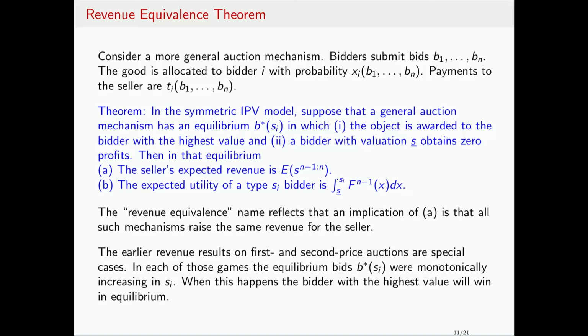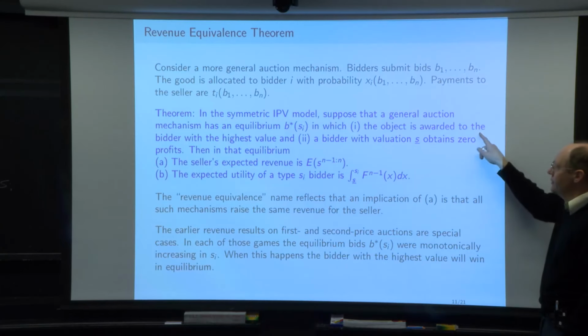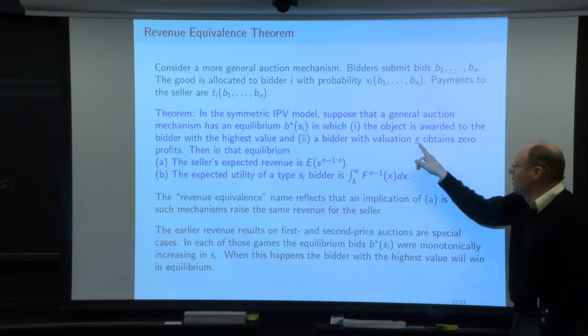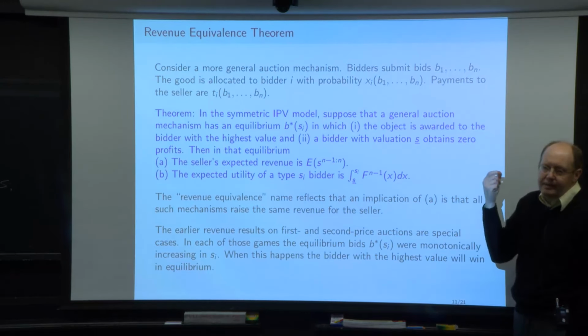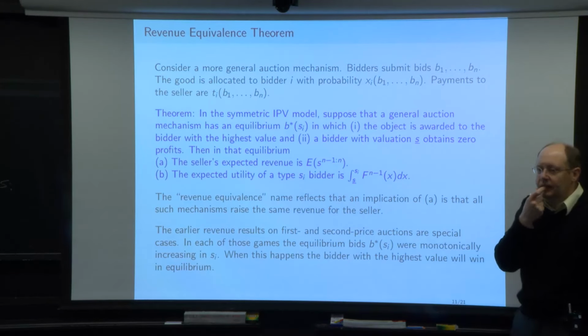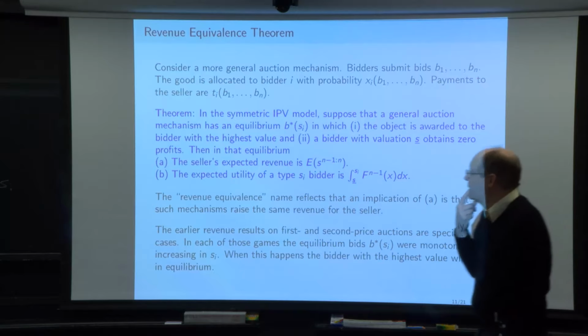And you know, the thing I gave earlier on first and second price auctions is a special case of this, because in the first and second price auction games I gave, the object was always being awarded in equilibrium to the bidder with the highest value, whether in the second price auction because you stated your value, or in the first price auction because you bid n minus 1 over n times your value. And then also a bidder with the lowest value was going to get zero profits because they win with probability zero. Yes? Isn't the second condition more of a result?